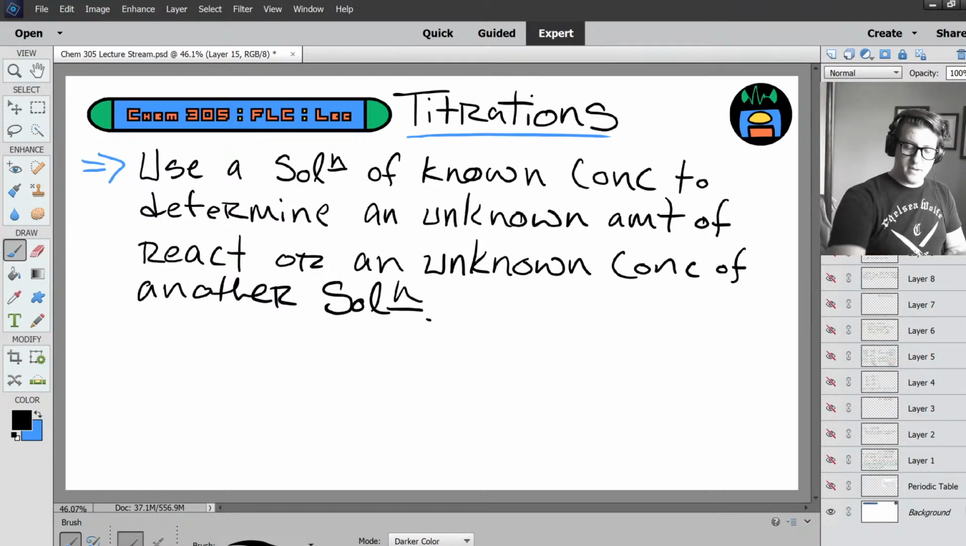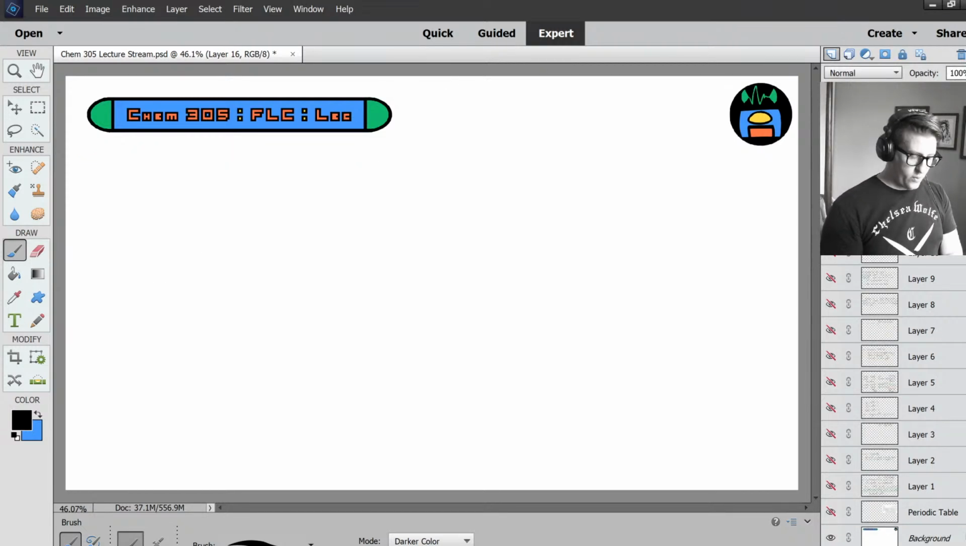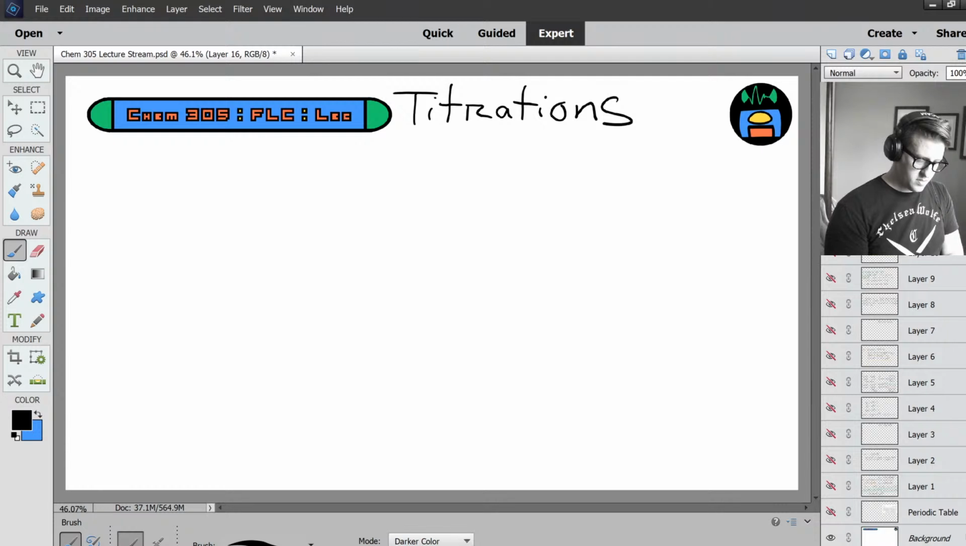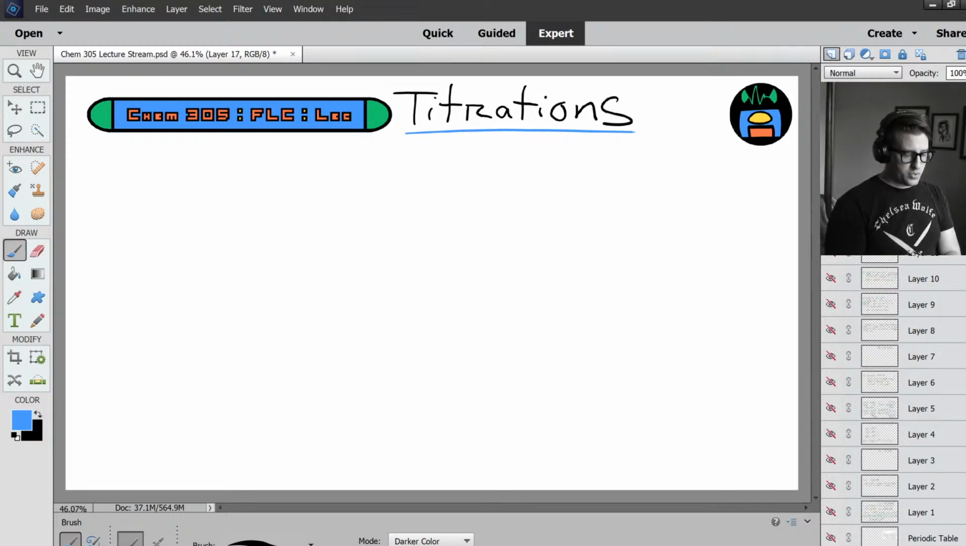All right, so here's the basic setup for a titration experiment. So usually in a titration, you'll use a piece of glassware called a burette.